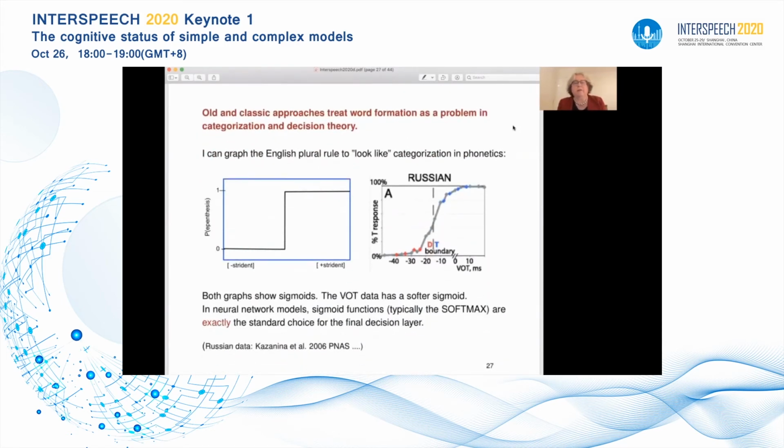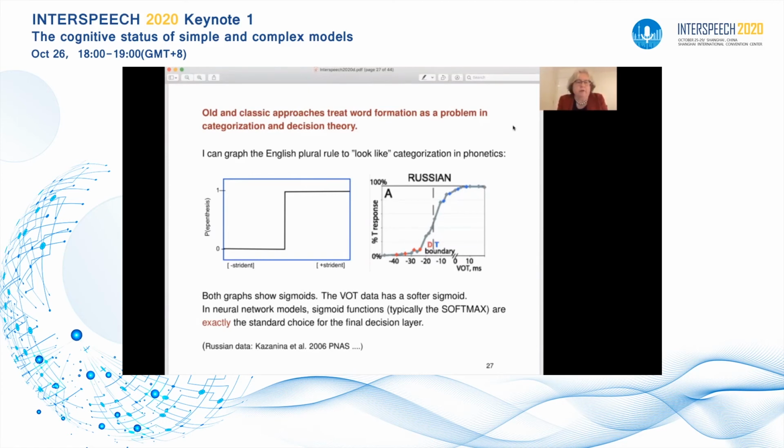Now, the old and classic approaches do have some common ground, because they both treat word formation as a problem in categorization and decision theory. And I'm showing you that by graphing the plural rule to look like categorization in phonetics. So on the right, you have a very standard example of how voice onset time can be varied, and then you get a change in which phoneme is identified.